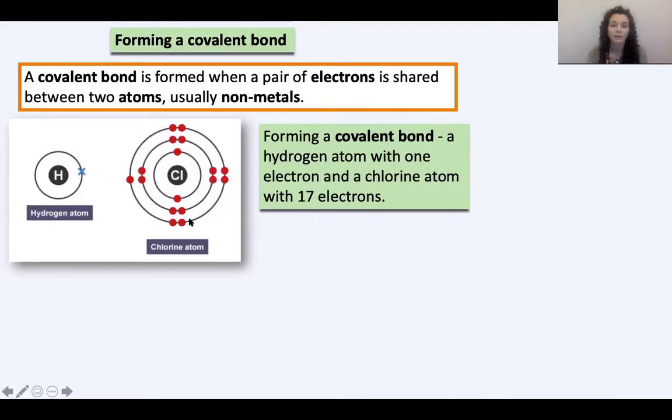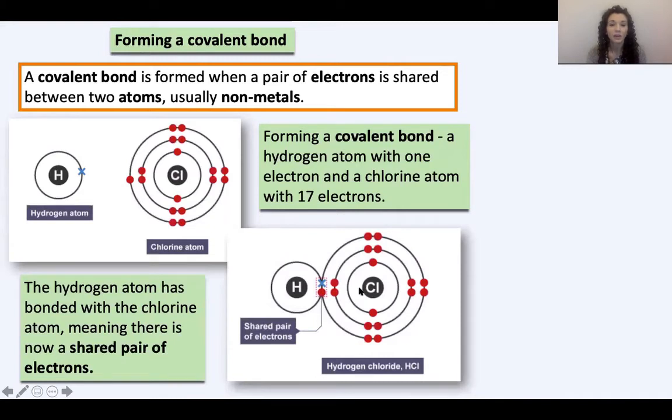Okay. Now for chlorine, to get a full outer shell, it will need to have 8 electrons in its outer shell. For hydrogen, because it only has this 1 first shell, it will need to have 2. So hydrogen wants to have 2 electrons to fill up its outer shell. Chlorine wants to have 8 electrons to fill its outer shell. So what happens when these 2 atoms form a covalent bond together is that they share a pair of electrons, and we can see that here.